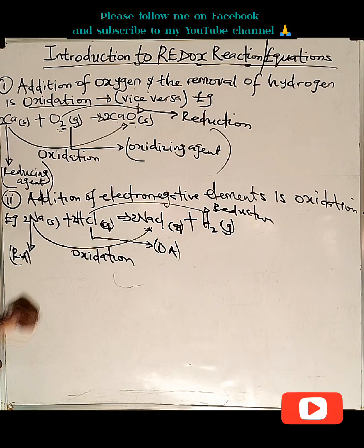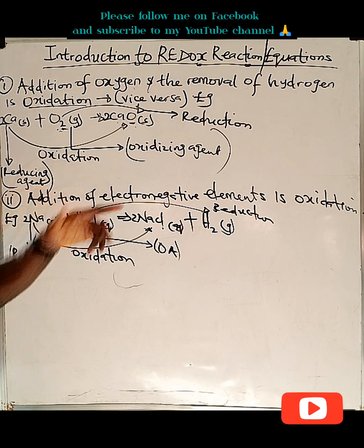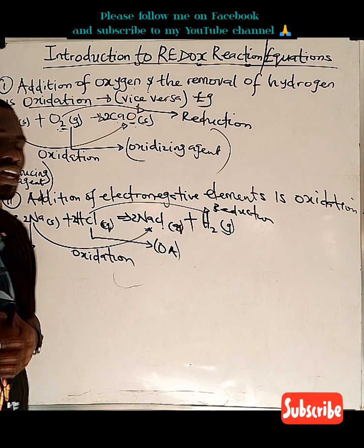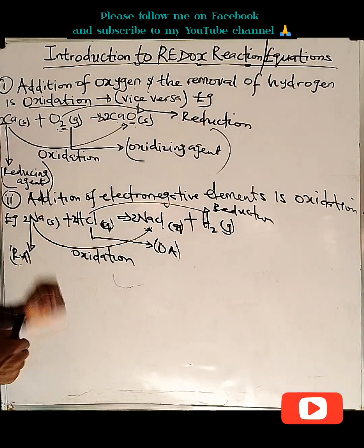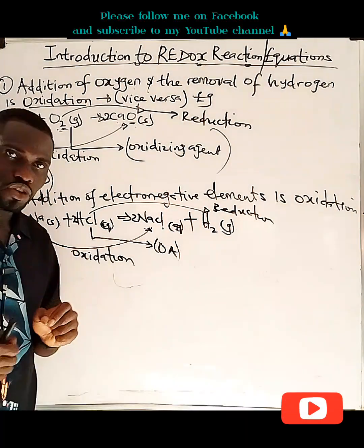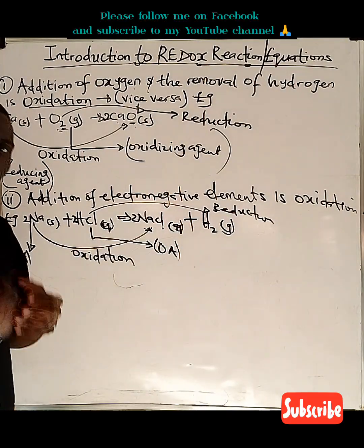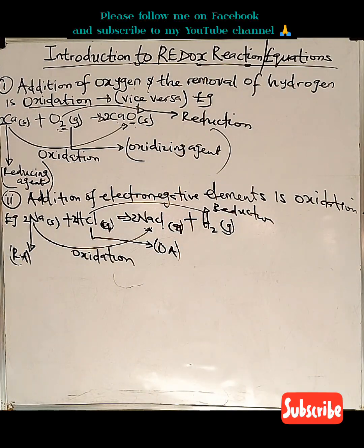So don't forget, when you add electronegative elements, it is oxidation. When you remove electronegative elements, it is reduction. That means when you add electropositive elements, we call it reduction. When you remove electropositive elements, we call it oxidation. So quickly, let's look at the third point. So here's the third point.